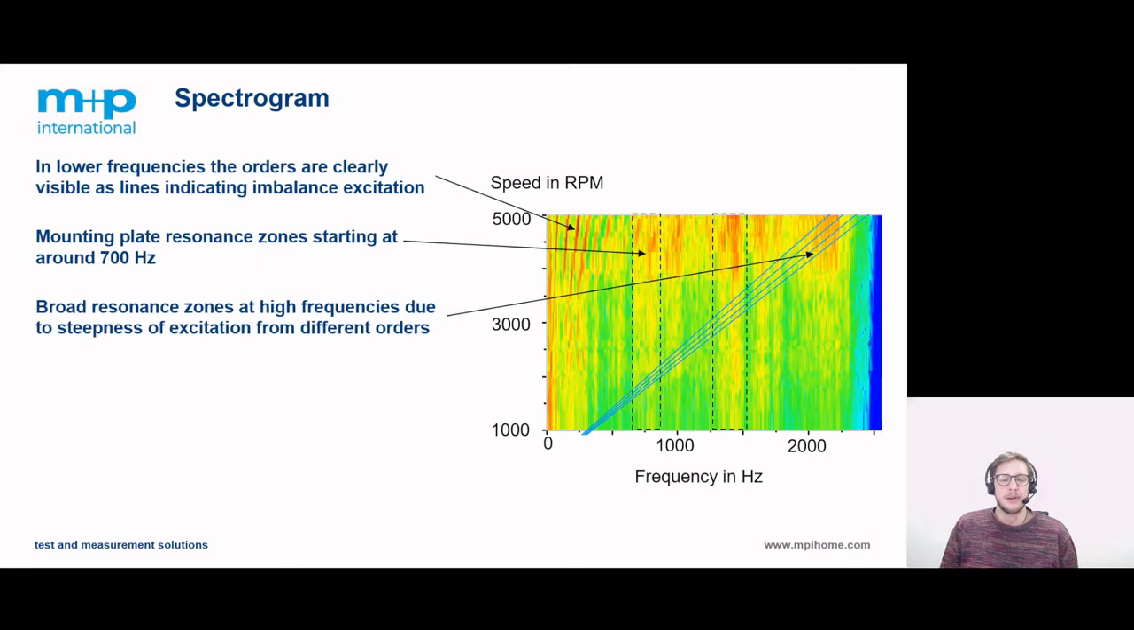In the very high frequency range at around 2000 Hertz, you can see very broad resonance zones. The reason for that is that the order excitation lines are very closely spaced to each other in those high frequencies, so they excite a really broad range of resonance frequencies. You can see them hinted in the blue lines, the order excitation lines, and you can see how closely spaced they are to each other.